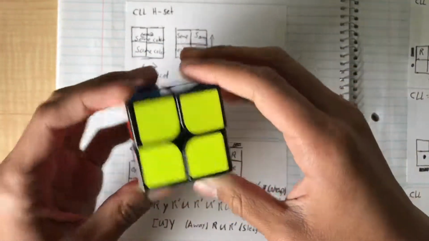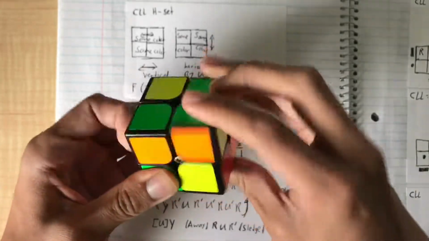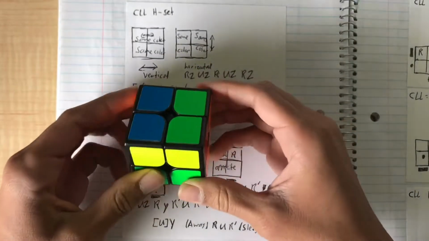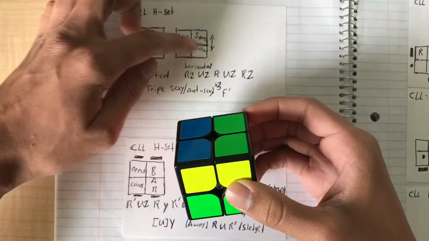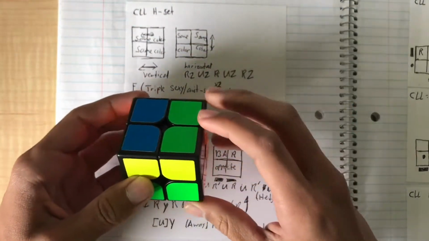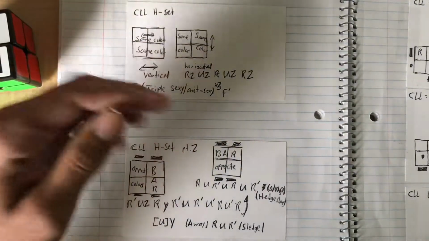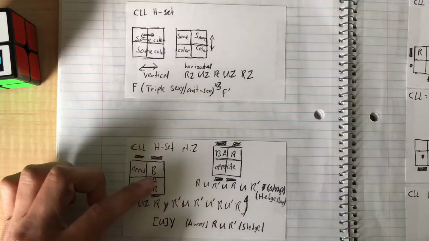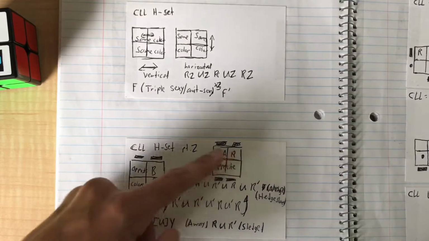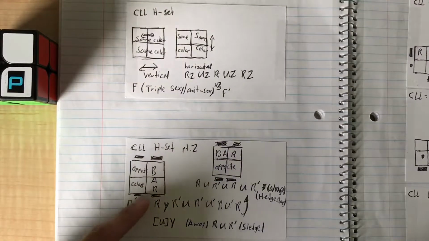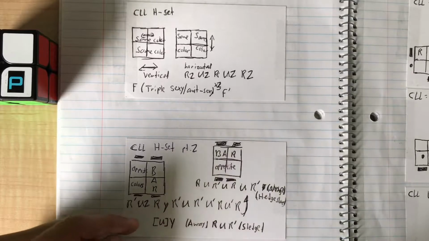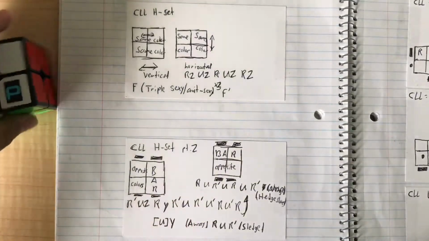Oh, hold on a second. Okay, there we go. So if it's something like this, where these two are the same colors, then I would just do the algorithm and then drill it like that. And then for H set part 2, I put where these two are these bar cases. So it's like this bar and then this bar. So I was able to learn that pretty easily.